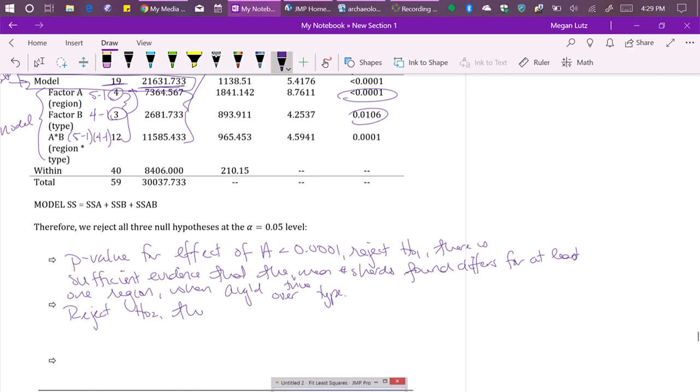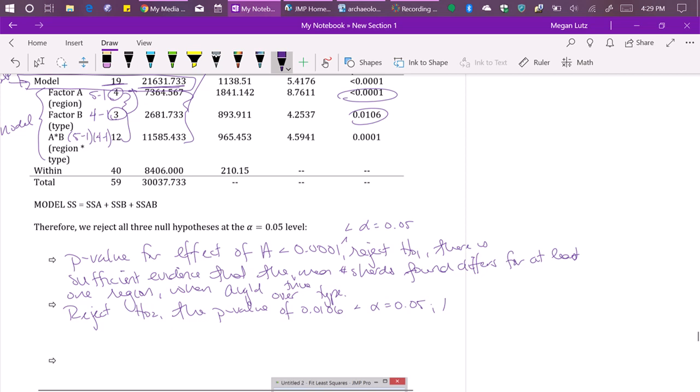The p-value of 0.0106 is less than alpha of 0.05, which I forgot to mention up here. Our p-value up here is also less than 0.05. So that's our justification. It's not just that we had a p-value, it's that it's less than our significance level.